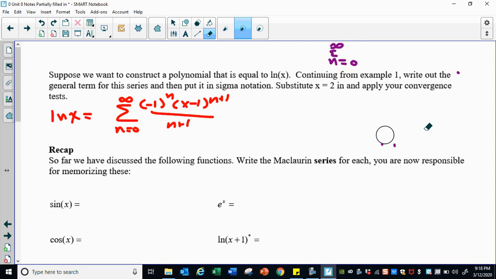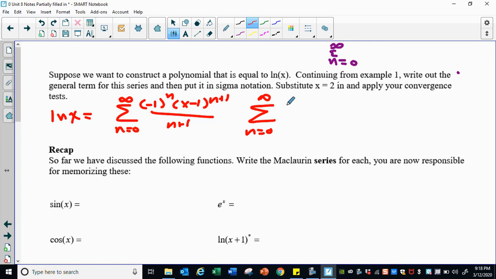Okay, so what they're saying to do is, let's plug in 2 into this and see what happens to this series, because I'm thinking if I go on forever, maybe this series will converge to natural log of x. Or maybe they'll be the same thing, I guess, is what I'm trying to say. So we're going to substitute in 2 for x. So if I do that, this series becomes negative 1 to the n, x minus 1. So 2 minus 1 is just 1 to the n plus 1. Well, that's just 1 over n plus 1.